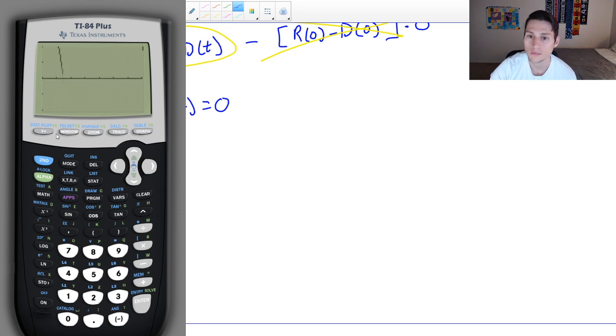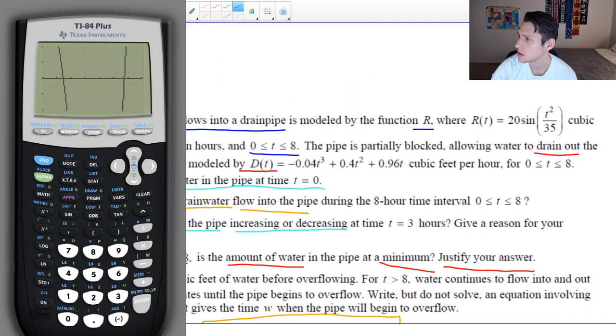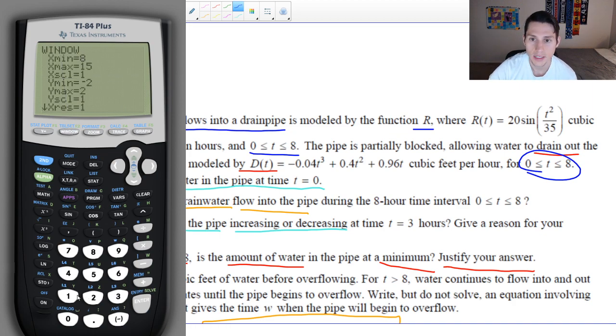Okay, but we graph. Oh yeah, my window's all weird from last time, huh? Let me change this. So our window, let's see. So remember this whole interval is dealing with 0 to 8. So let's just make our window like 0 to 8 or 0 to 10. The y, I don't know. I'll put it back to normal, negative 10 to 10 for the y's. Let's see how this works out.